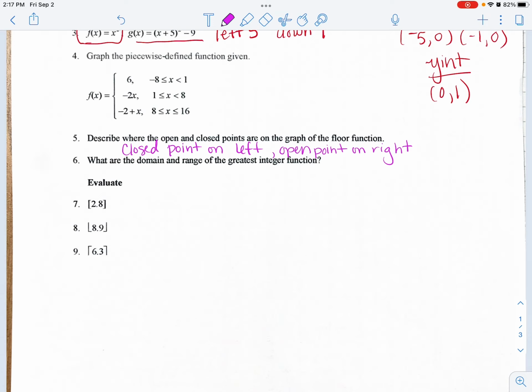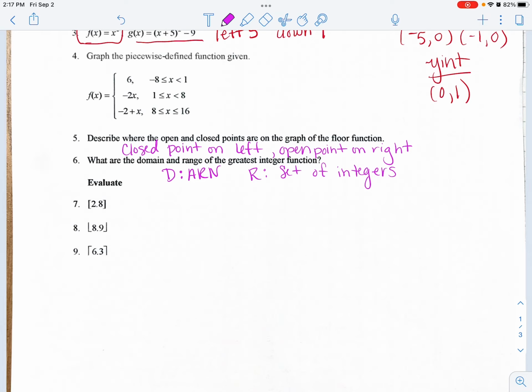The domain and the range of the greatest integer function. The domain was all real numbers, so I'm just going to write it in set notation for this one because it's going to be easiest, because the range, if you remember, we said it was the set of all integers. And that's because the graph is literal steps at the integers.